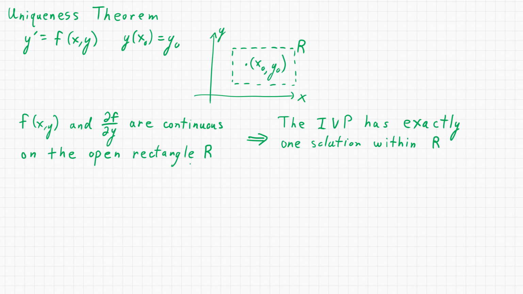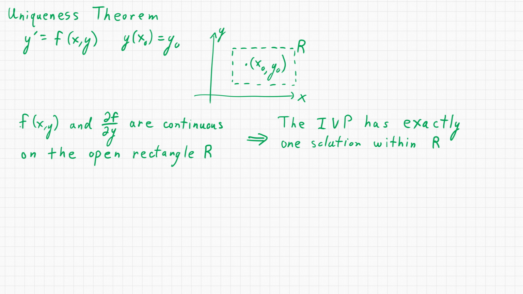This theorem is the uniqueness theorem. It's a slightly stronger version of the previous one. So you still have an initial value problem, y prime equals some function f of x comma y. You have an initial condition, y of x naught equals y naught. You have this open rectangle that's going to contain your initial condition.